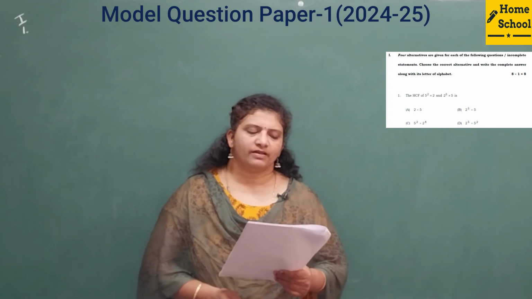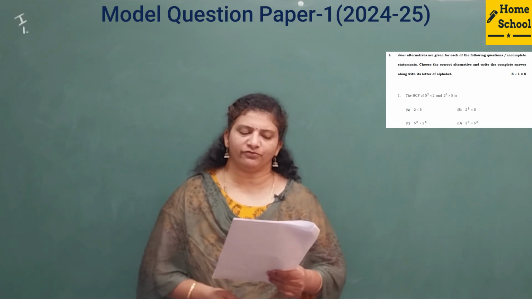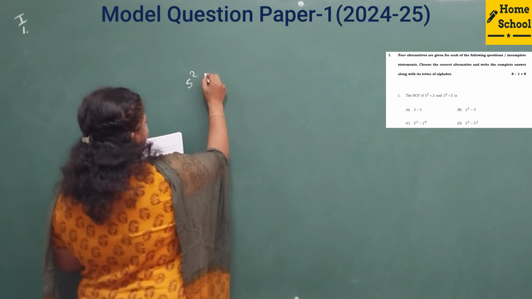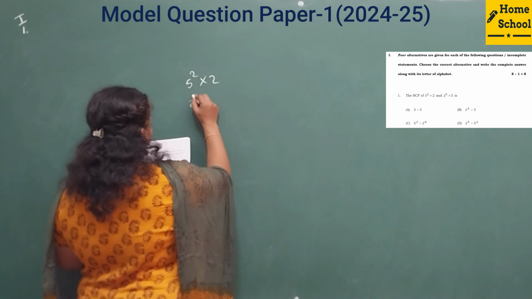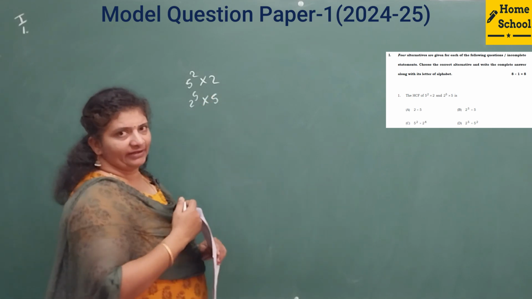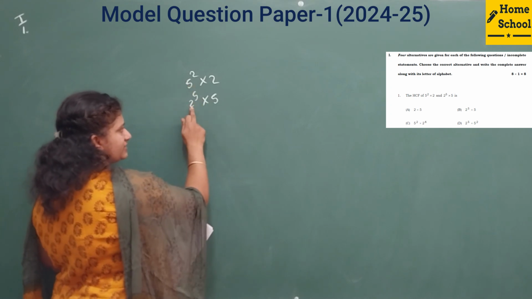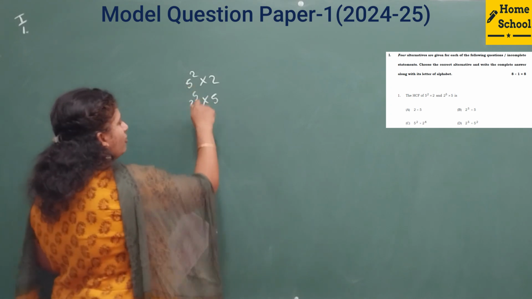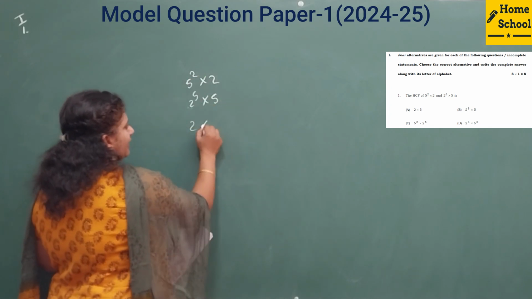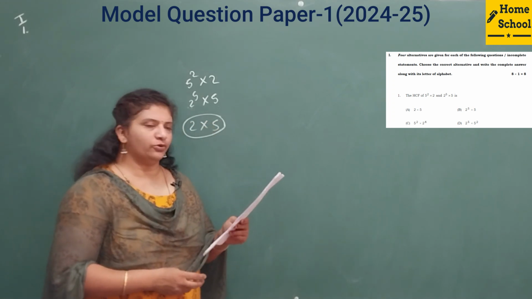First one, the HCF of 5 square into 2 and 2 power 5 into 5. HCF means common factor among these two. Here 5 is repeated 2 times, 2 is repeated 5 times. So among these two, one 2 is common and one 5 is common. That means your HCF is 2 into 5. So your option is option A, 2 into 5.